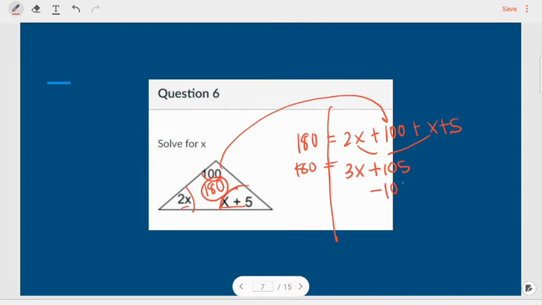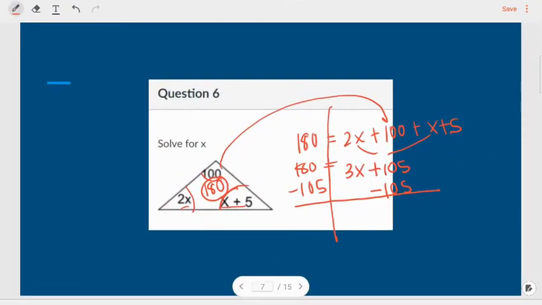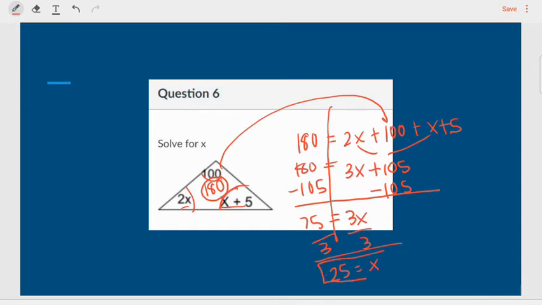Solving for x, I'm going to minus 105 because that's the furthest thing away from x. 180 minus 105 is 75. 75 is equal to 3x. And when I divide by 3, 75 divided by 3 is 25. Three quarters go into 75 cents; that's how I did that in my head. So x is equal to 25.